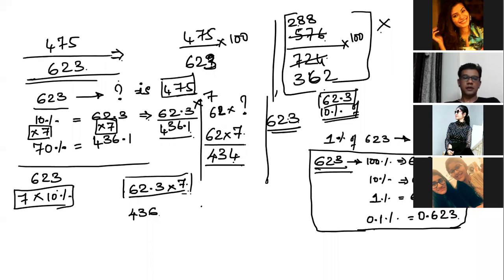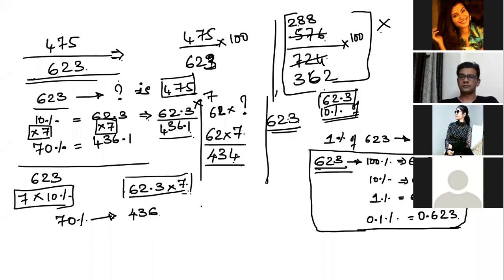That is, if 10% is 62, then 70% should be 43.6. Am I clear, all of you? Am I clear till here? How I got 70%, can you take it from 10%? Okay, so are we clear about how we got 10%? Yes, sir. Great. So now where are we leading to?